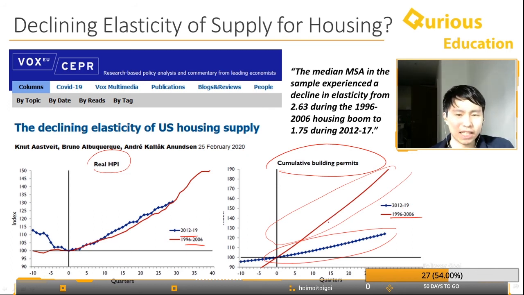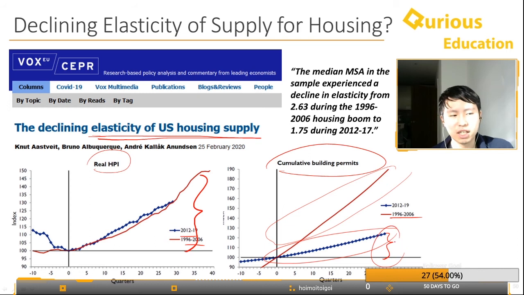So what does this mean? This means that the elasticity of US housing supply is most likely decreasing. So it's becoming more and more inelastic. That's because even though there is a similar amount of price increase in property, there isn't as big an increase in the quantity supplied, or in the number of building permits in the market. And this is quite bad.